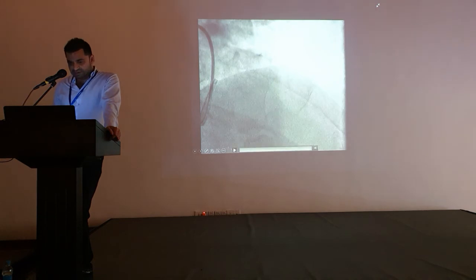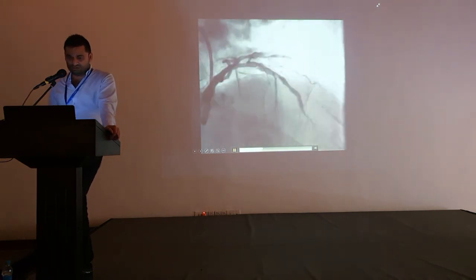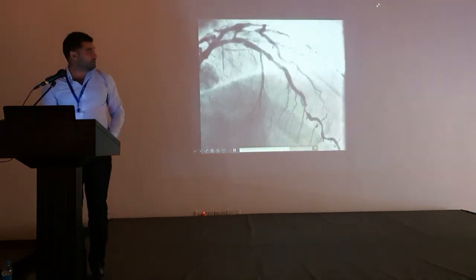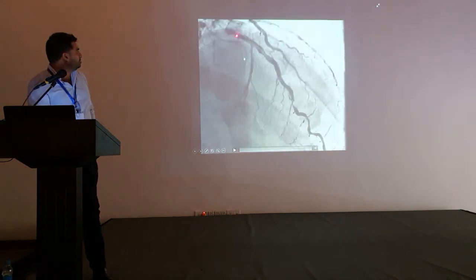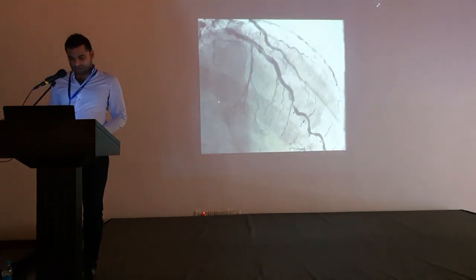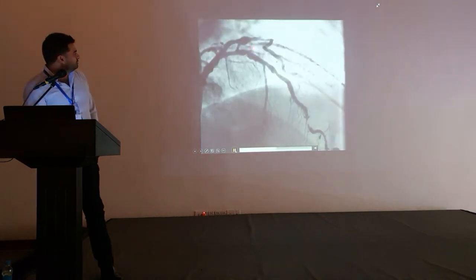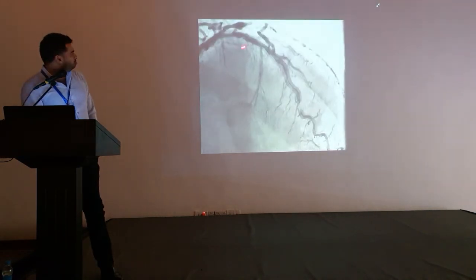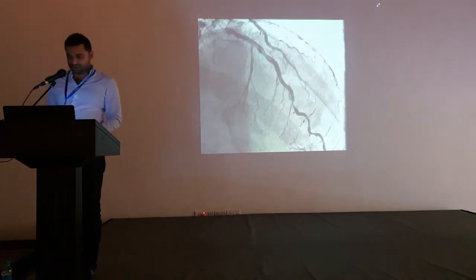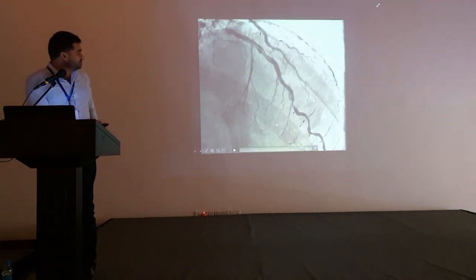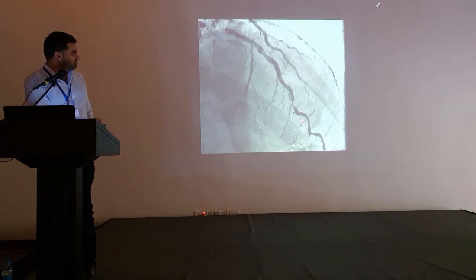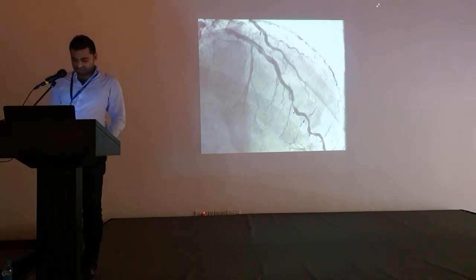So coming to the LAD, then you clearly see there's a tight eccentric flap up there. And again, long lesion of the diagonal, so a bifurcation lesion, and a distal lesion as well here, and then it's diffuse disease further down.